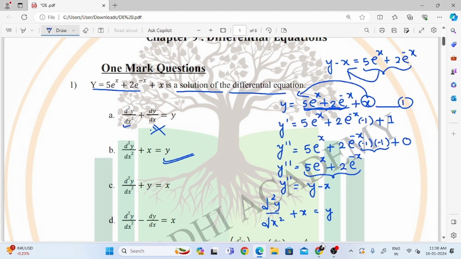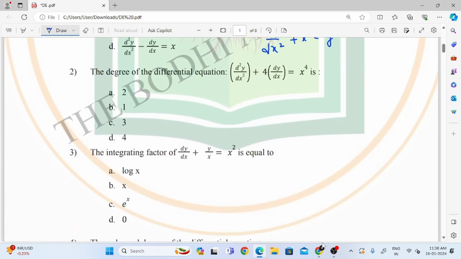Now look at question number 2. That is a simple one based on the degree and order. The question is, what is the degree of the differential equation? The differential equation given is d square y by dx square, that means y double dash, raised to power 1, plus 4 dy by dx, that means y dash, is equal to x raised to 4.